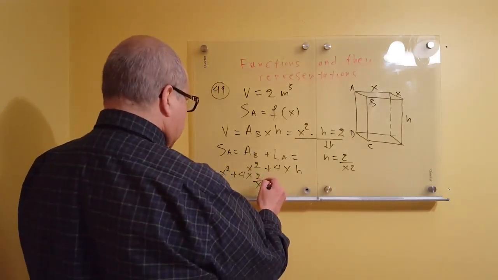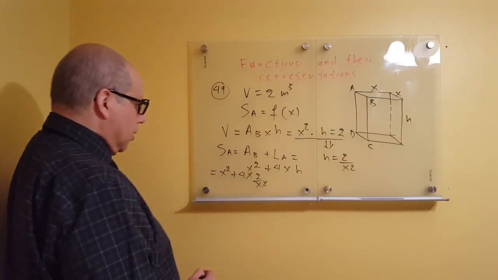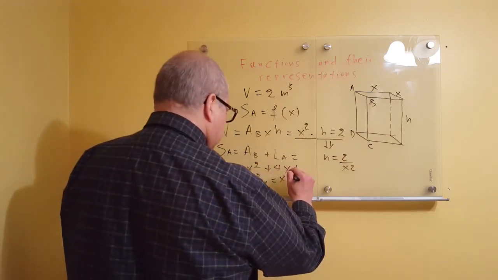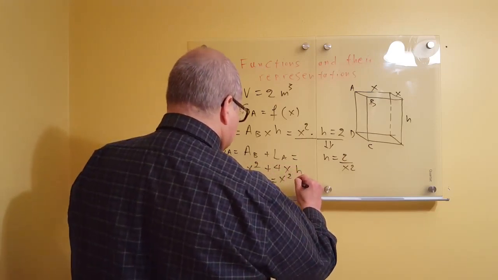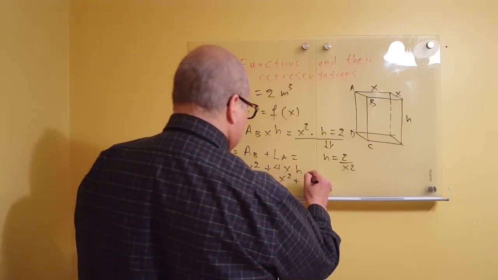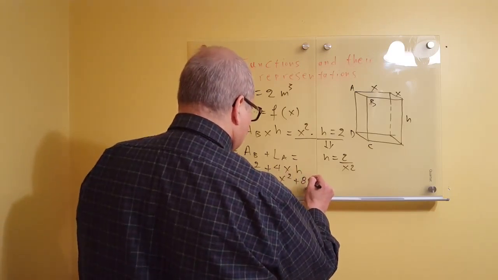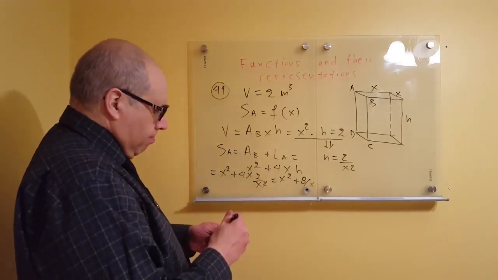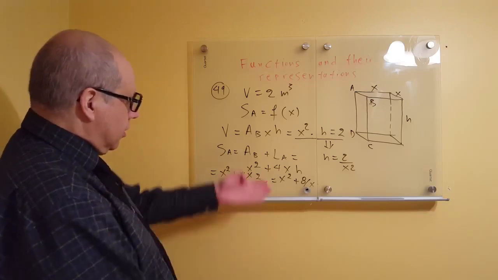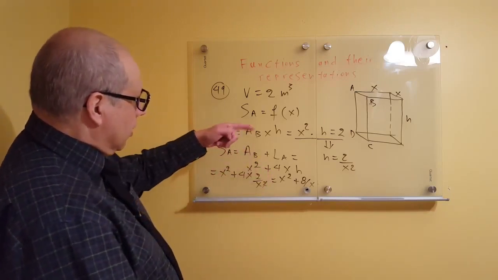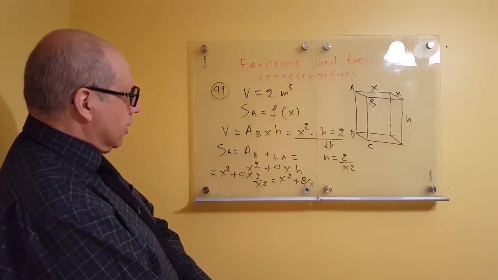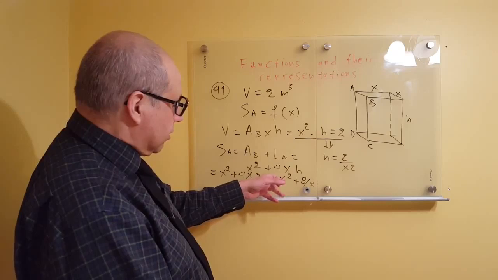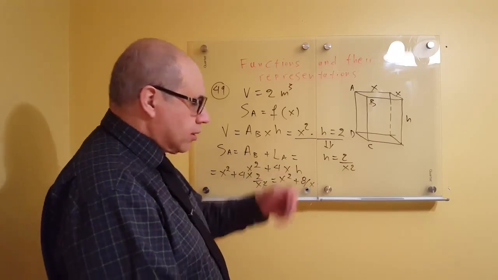So now this cancels with this, and the answer is x squared plus 2 times 4 is 8 over x. And of course, this is the area of the rectangular box as a function of x, because it has only x in it.